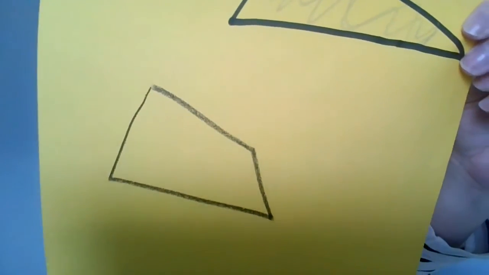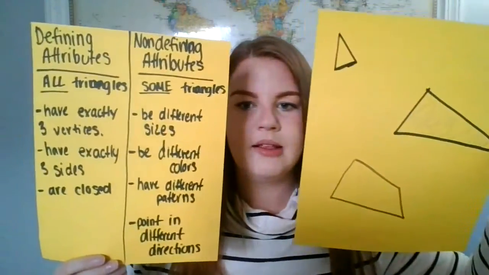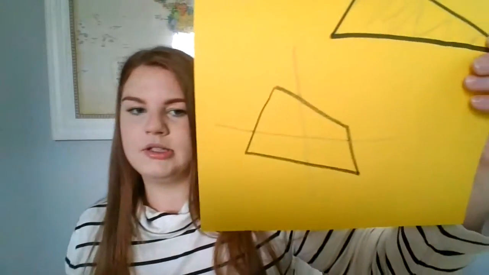Check that out. Is that a triangle? What do all triangles need? Exactly 3 vertices. Let's count. 1, 2, 3, 4. Oh, exactly 3 sides. 1, 2, 3, 4. Oh, is this a triangle? Nope, it has too many sides and too many vertices. We crossed it out. All right, good job, friends.